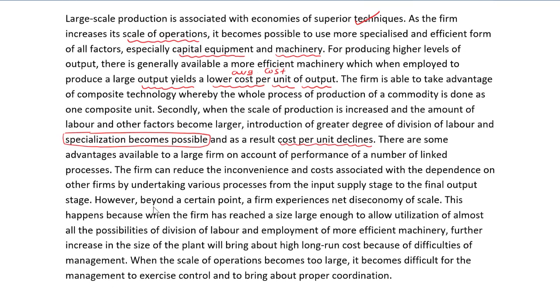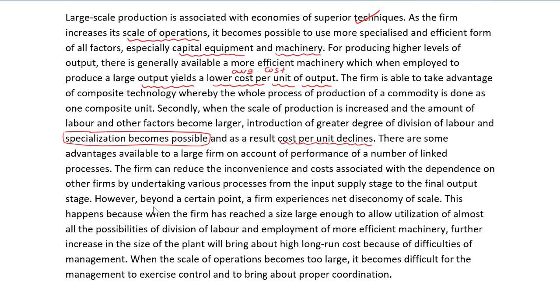There are some advantages available to a firm on account of performance of a number of linked processes. The firm can reduce the inconvenience and cost associated with the dependence of other firms by undertaking various processes from the input supply stages to the final output stage. However, beyond a certain point of time, a firm experiences net diseconomies of scale.